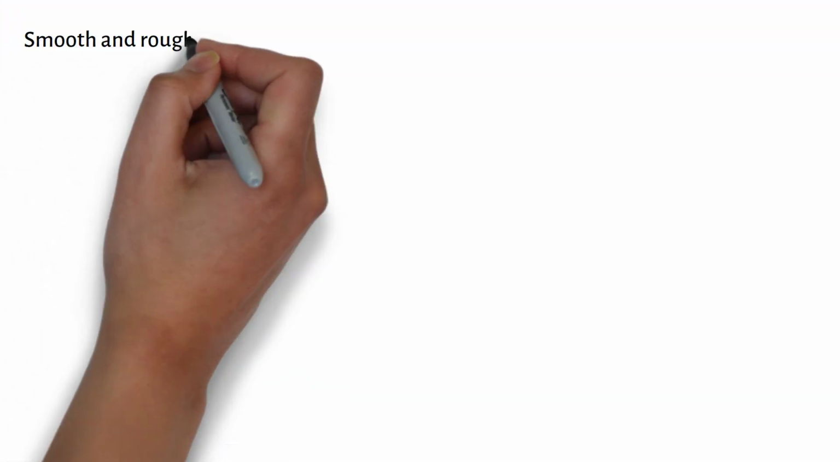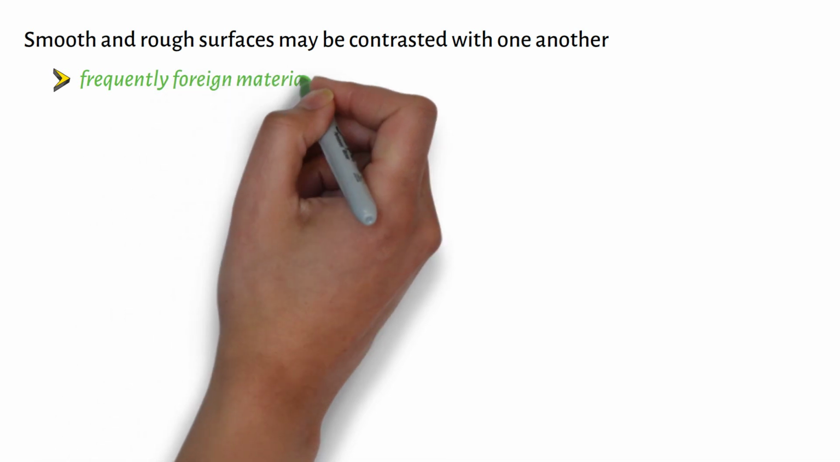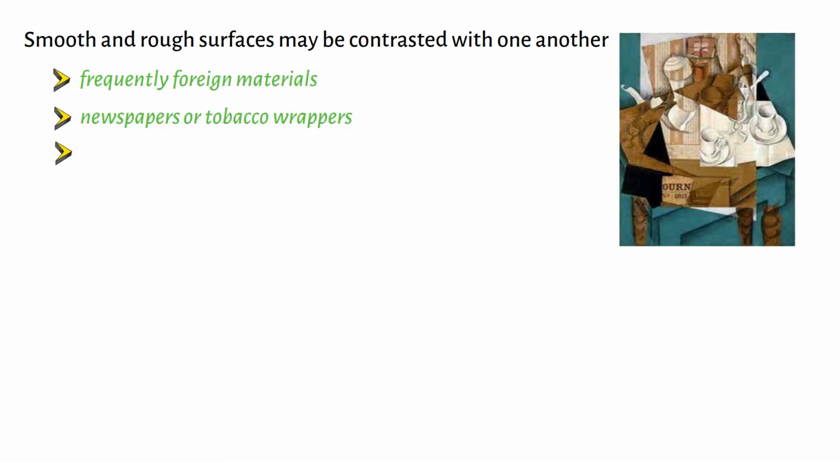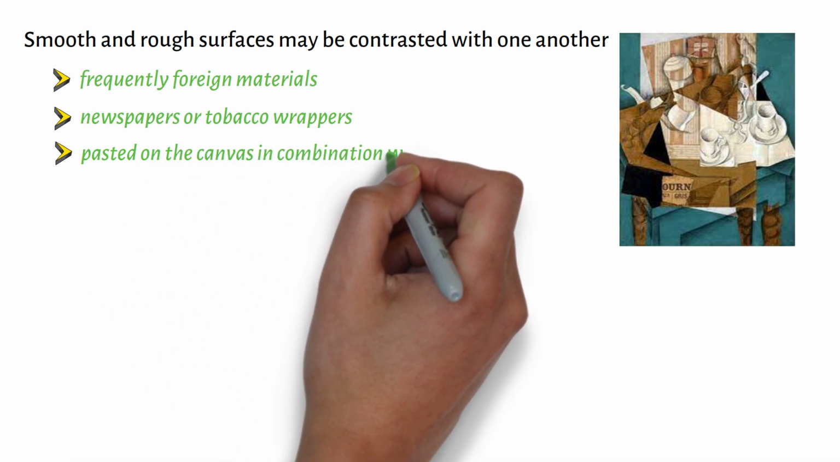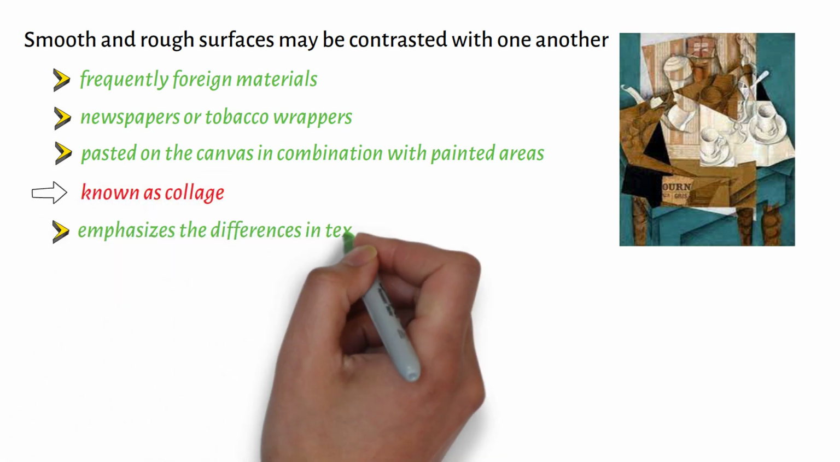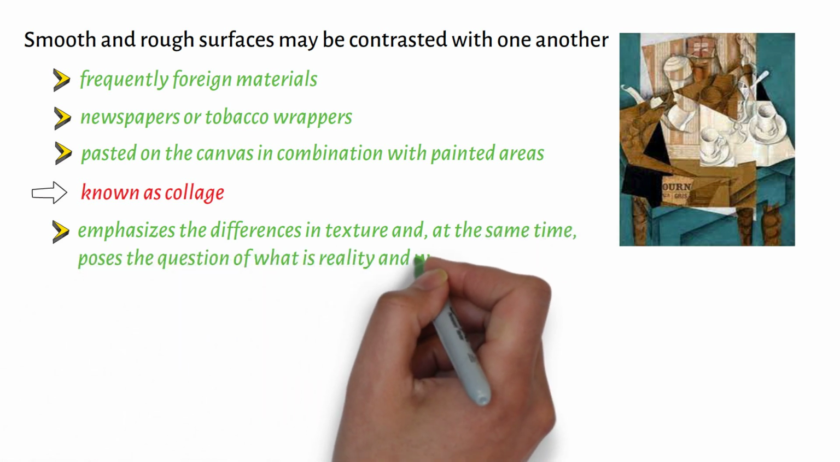Smooth and rough surfaces may be contrasted with one another, and frequently foreign materials, such as newspapers or tobacco wrappers, are pasted on the canvas in combination with painted areas. This technique, known as collage, further emphasizes the differences in texture and, at the same time, poses the question of what is reality and what is illusion.